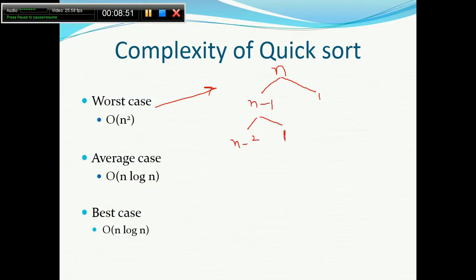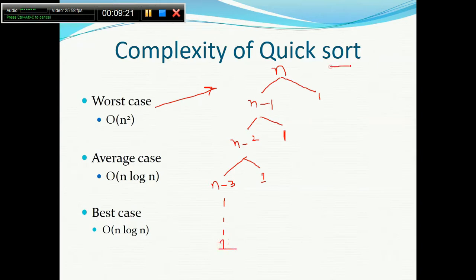The entire algorithm will run, but the pivot will not change its place, because the pivot is already at the correct place, since the array is already sorted in increasing order. Now this will continue: n minus 1, n minus 2, n minus 3, down to 1. This would be the case. Okay. Now in this case you can actually build up a tree like this, going up to 1.